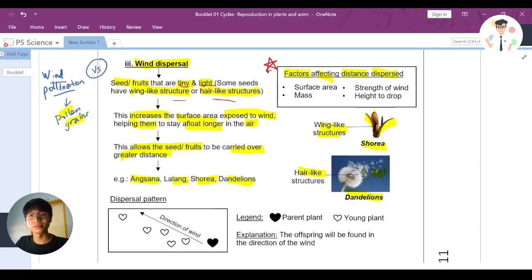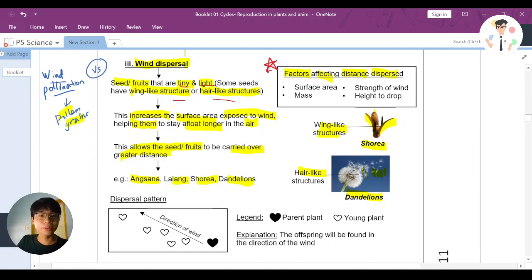And the height to drop. Okay, if you go higher, it takes a longer time to drop, right? If it's lower, it takes a shorter time to drop. So these are the four factors that will affect the distance dispersed. Again, these are very important to take note of. You will see this again.